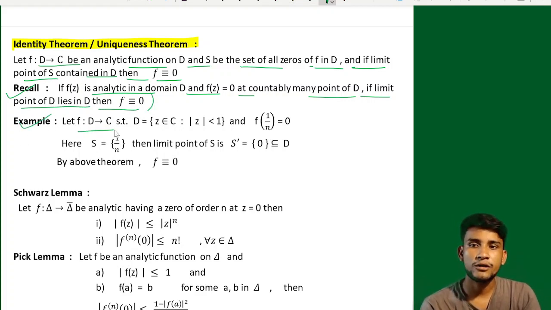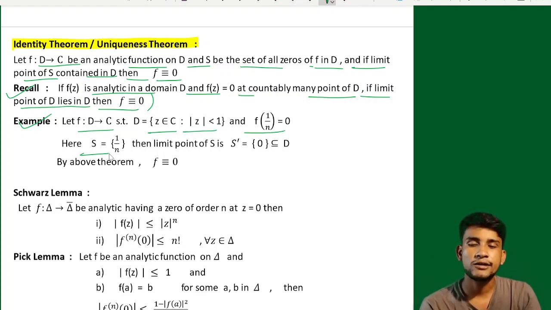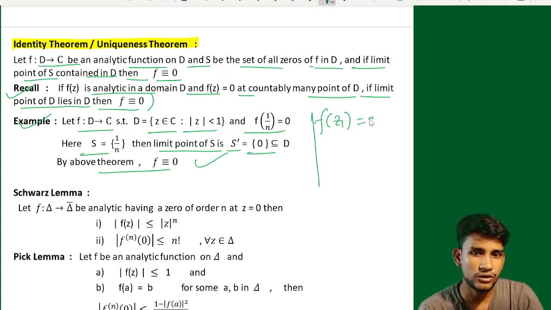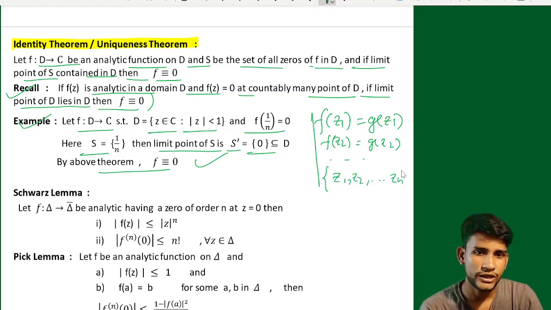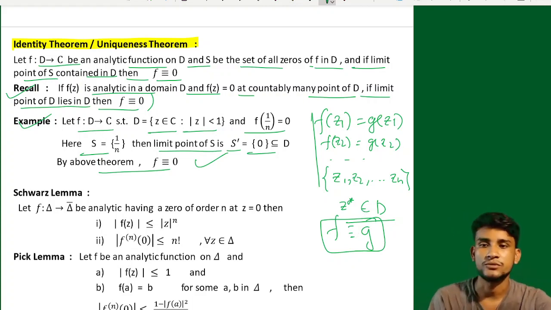Example: let f from D to C, where D is the set of z belonging to C such that mod z is less than 1, and f of 1 by n equals 0. Here S equals 1 by n, then the set of limit points of S, S dash, is equal to 0, which belongs to D. Then by the above theorem, f is identically equal to 0. And the general concept: if f of z1 equals g of z1, f of z2 equals g of z2, and so on, and the limit point of these points z1, z2, ..., zn is, suppose, z star, and if z star belongs to a domain D, then these are identically equal, so f minus g is equal to 0. This is an important concept regarding the identity theorem.